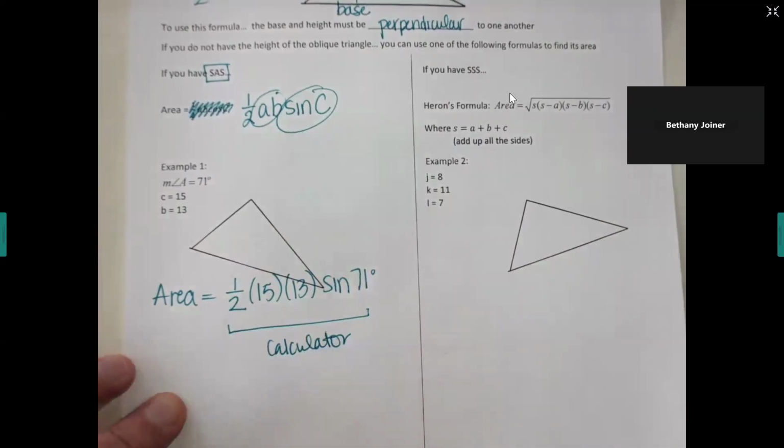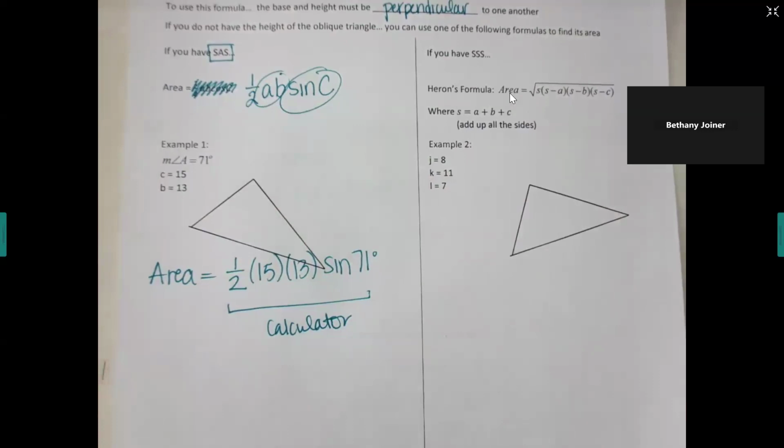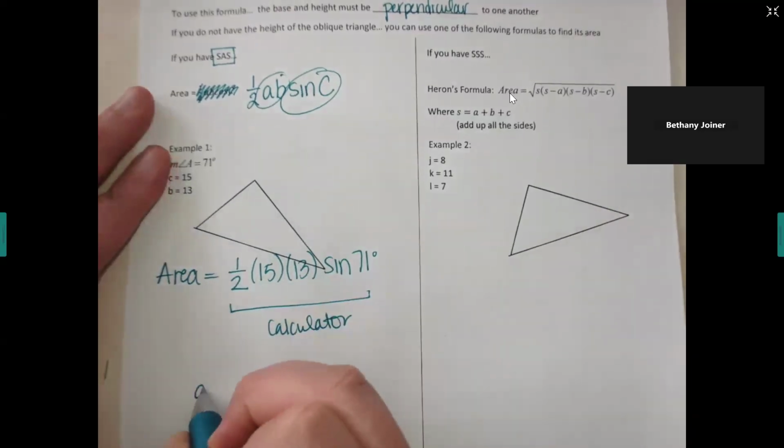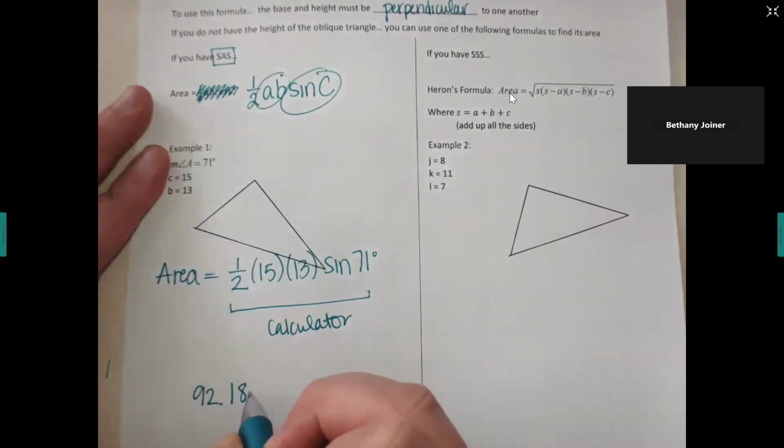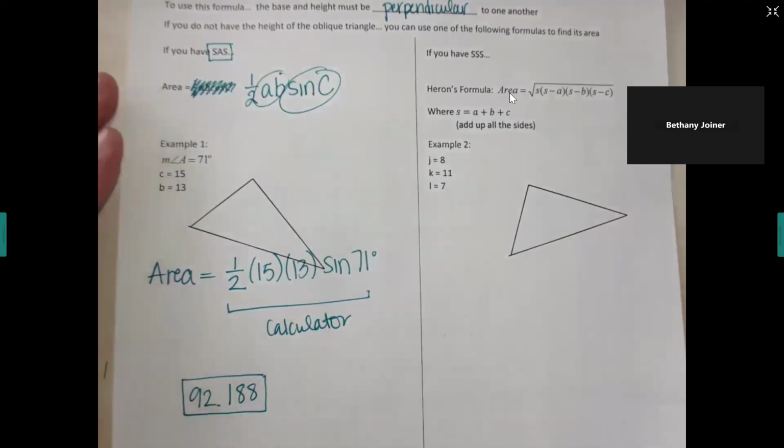And then you would just put that into your calculator. The entire thing. And then also keep in mind, you should be in degree mode, which I'll remind you of on your test day. If you're in degree mode, that'll give you the area for that triangle. So 1/2 15 times 13 times sine of 71. 92. Perfect. Thank you. That'd be 92.188 would be your area.